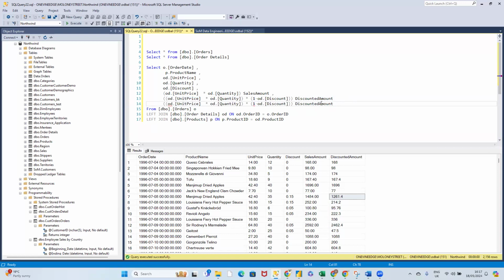Now call these discount. I'll just call it discount given. So here, multiply by that, multiply by that. I will not multiply it by this one. I will only multiply it by that.